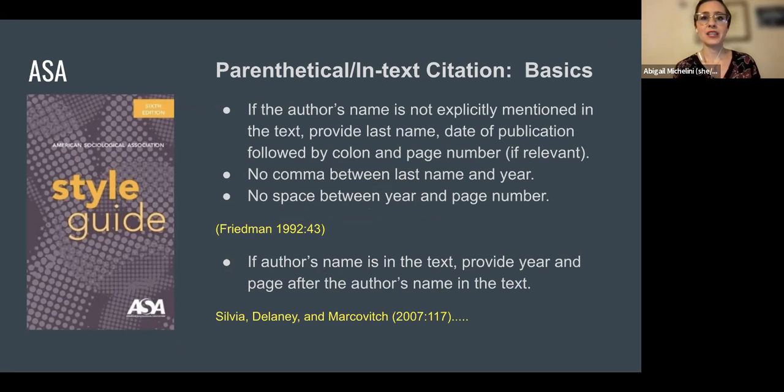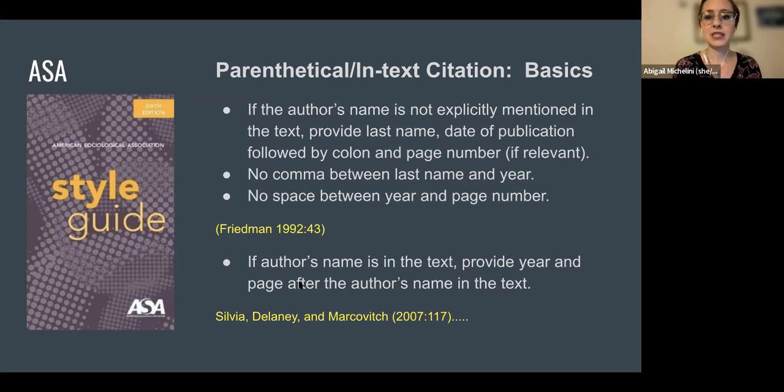We have the author's last name and the date of publication, followed by a colon and a page number if it's a quote. Again, we're paraphrasing most of the time, so you're only going to need the page number if you have a technical term that's an exact quote, because they coined or invented it. No comma between the last name and the year, and no space between the colon and the page number. So that's different than APA.